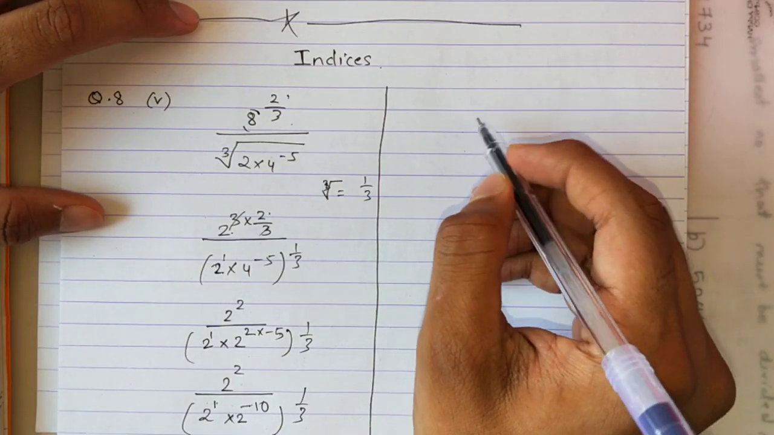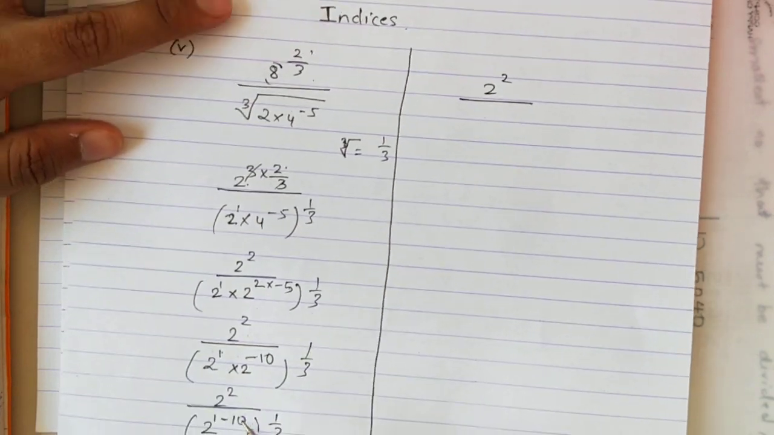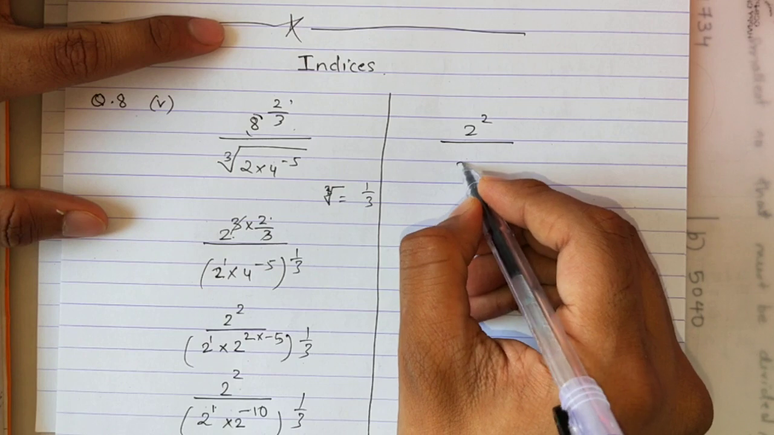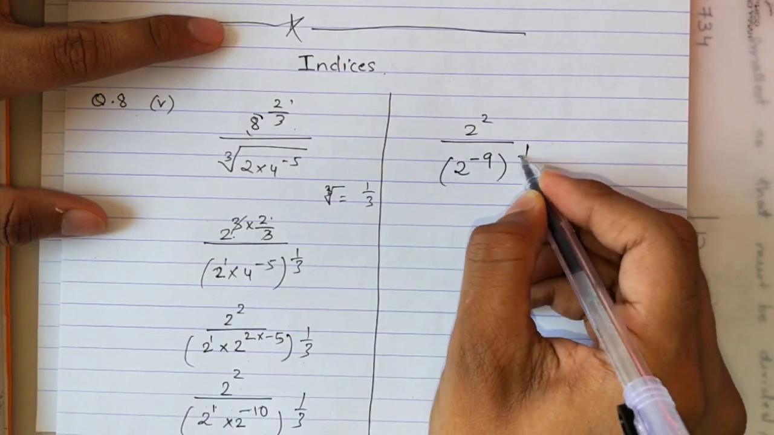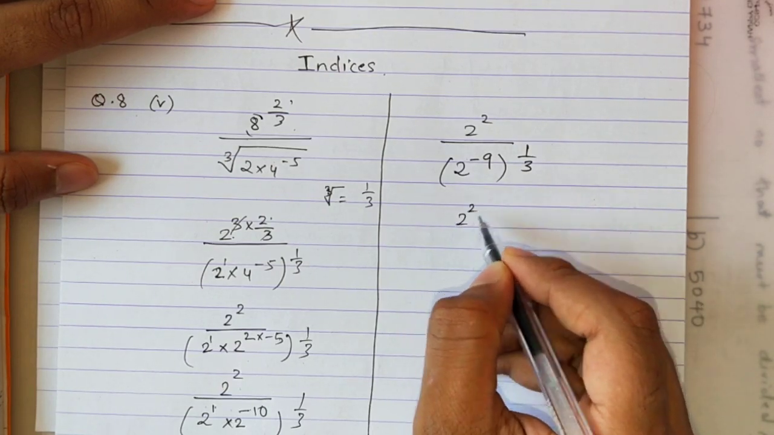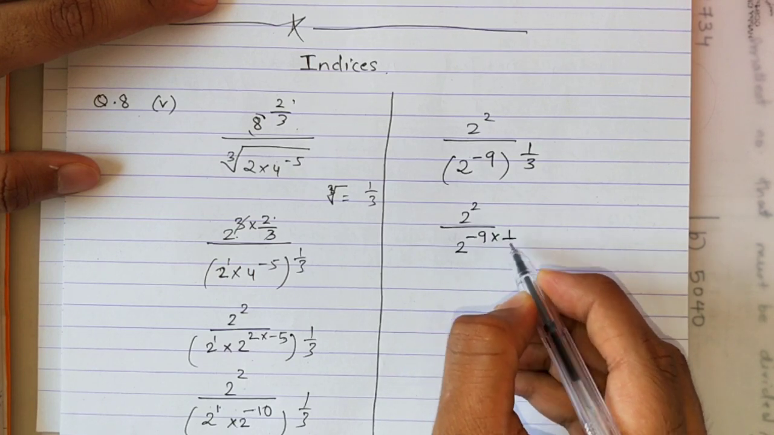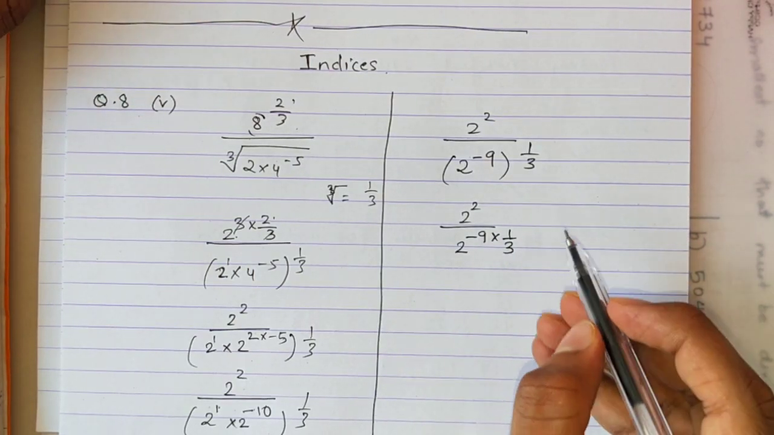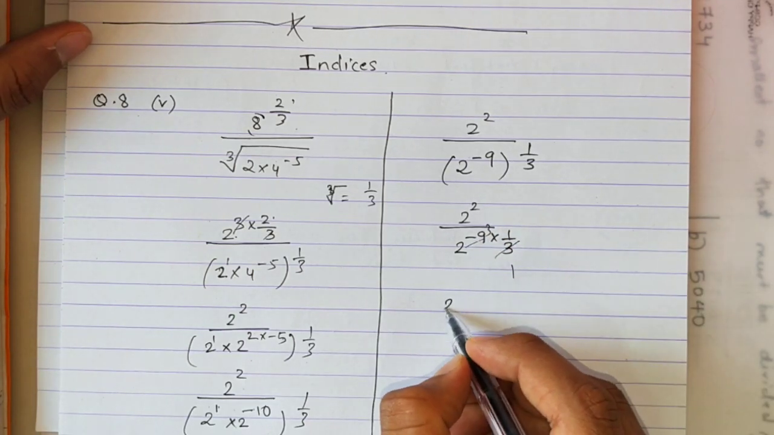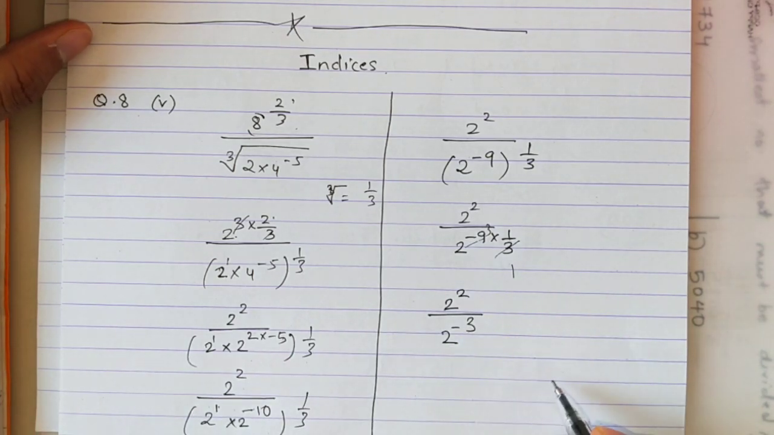I'll continue here. So 2 raised to 2 upon 1 minus 10 is minus 9. So this will become 2 raised to minus 9 to the power 1 upon 3. So 2 raised to 2 upon, here I can cancel, this is nothing but 2 raised to minus 9 into 1 upon 3. So 3 1s are 3, 3 3s are 9. So what did I get? 2 raised to 2 upon 2 raised to minus 3.